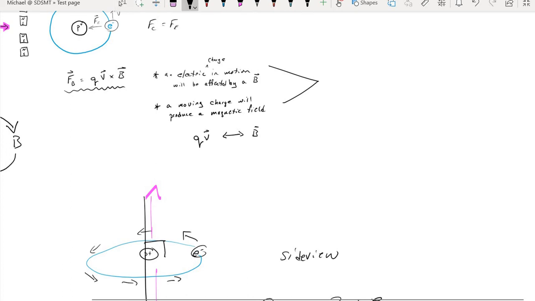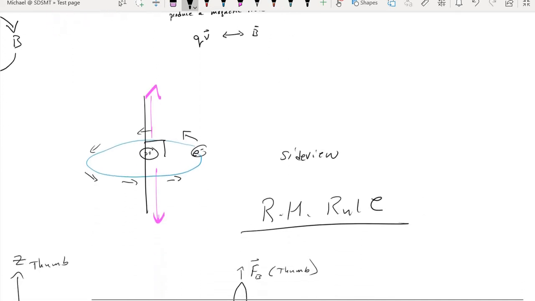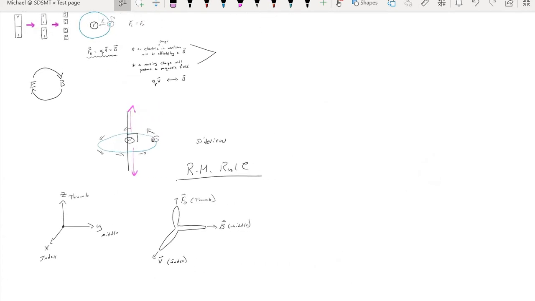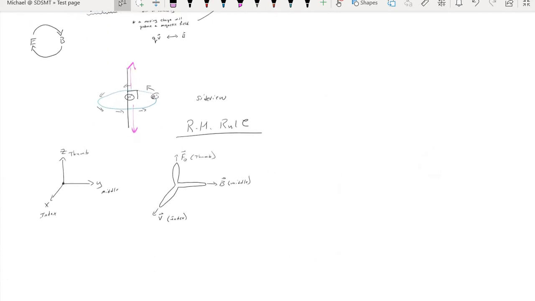In one case, we say it's the charge that's producing the magnetic field, but in another case, we say that it's a field that's producing charge motion. So how do we figure that out? What do we do? Well, here comes the third method of using the right-hand rule.